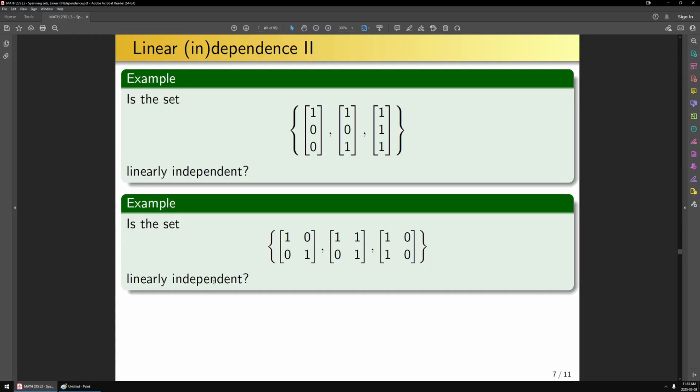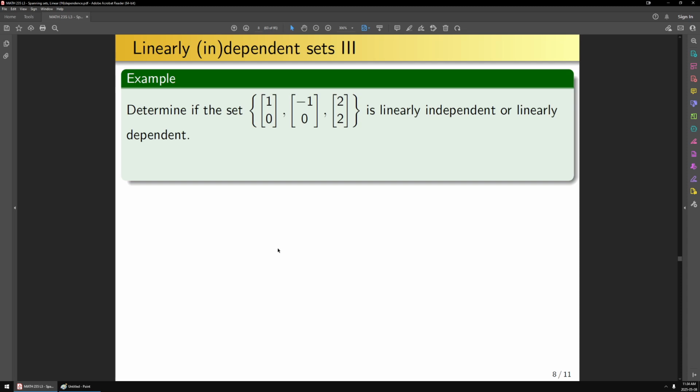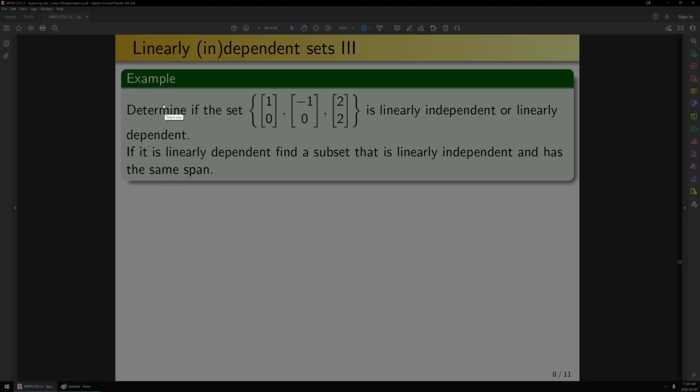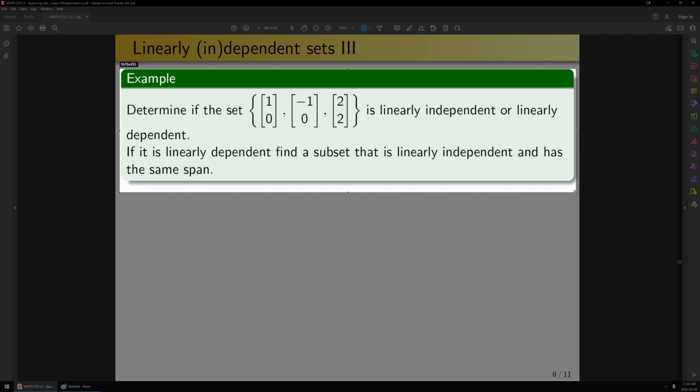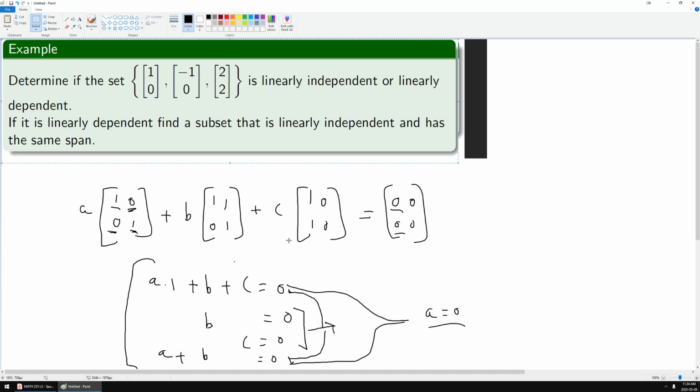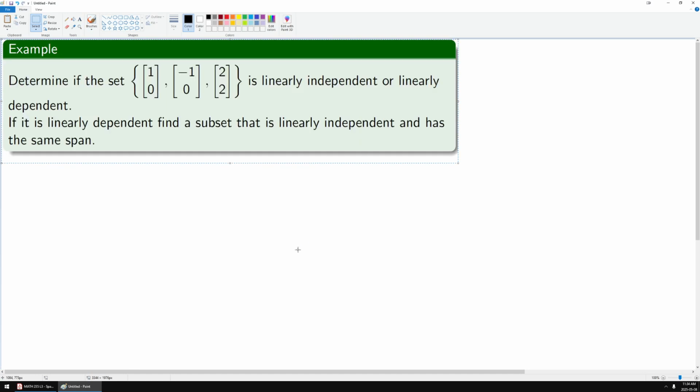Okay. So, now a couple more examples. Determine if this set is linearly independent or linearly dependent. If it is linearly dependent, find a subset that's linearly independent and has the same span. Yeah, so the idea here is if I give you way too many vectors so that you break linear independence, you can throw away things to become linearly independent, but maintain the same span.